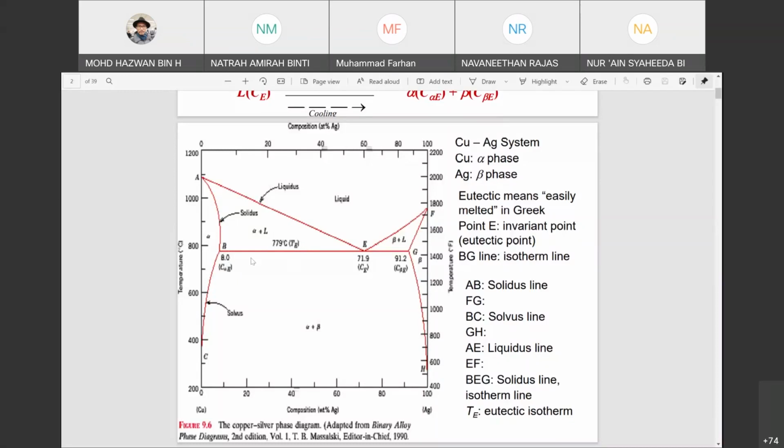The same thing for the composition of alpha. If you drag it from here, you will get around 10, but the more accurate value is around 8. And then over here, you get 70 something, which is more accurate at around 71.9. And for beta, if you drag it over here, you get 90 plus, so it will be 91.2.